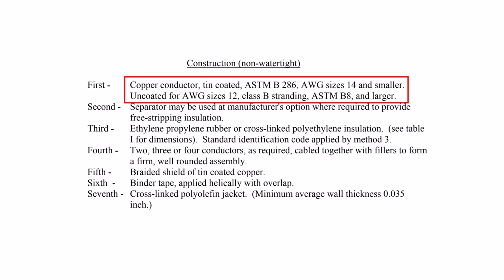This line tells us only how the conductor must be constructed, not which wire gauge is used for a specific 43E cable size. Specifically, it means that if the individual conductors inside the cable are AWG 14 or smaller, they must be tin-coated and manufactured to ASTM B286. If the conductors are AWG 12 or larger, they must be uncoated with Class B stranding per ASTM B8. What this line does not tell you is the actual AWG used for a given 43E size designation. That information is found in Table 1.